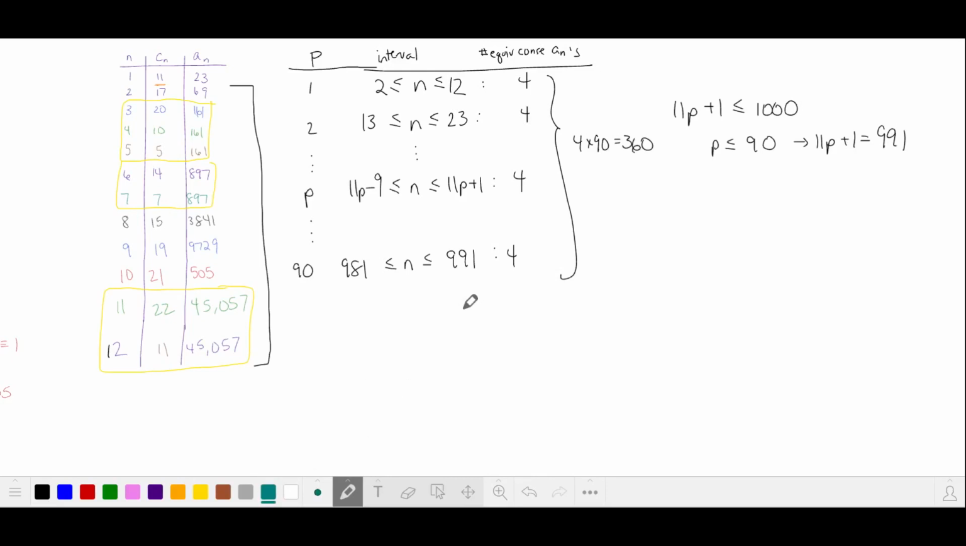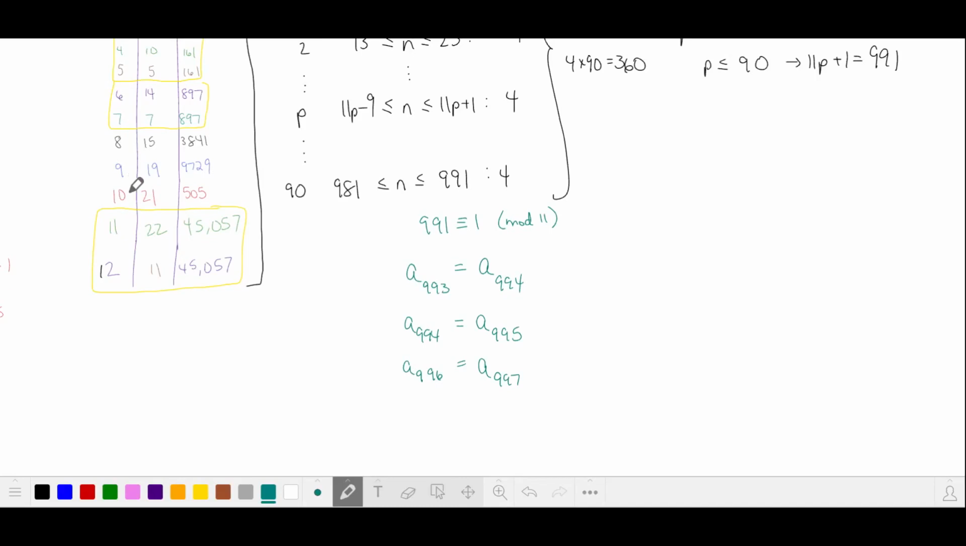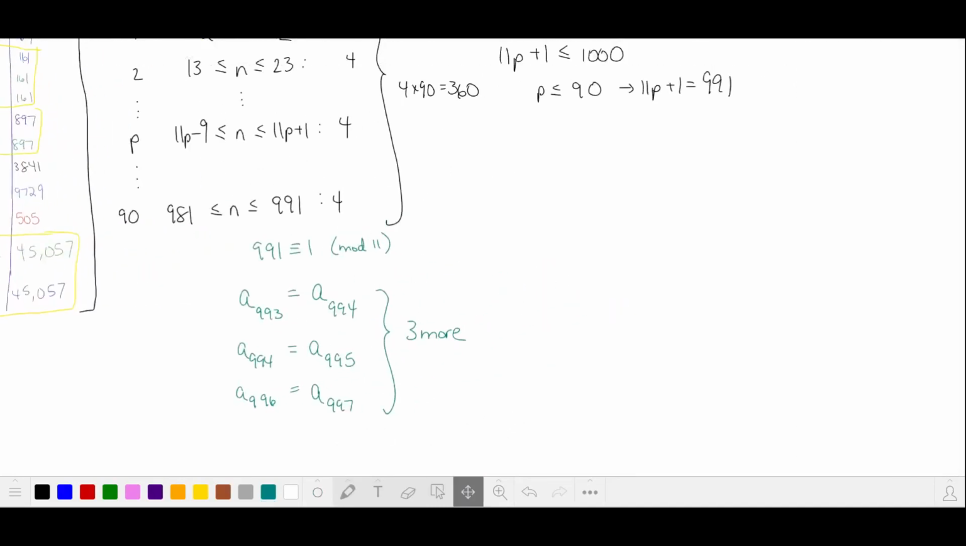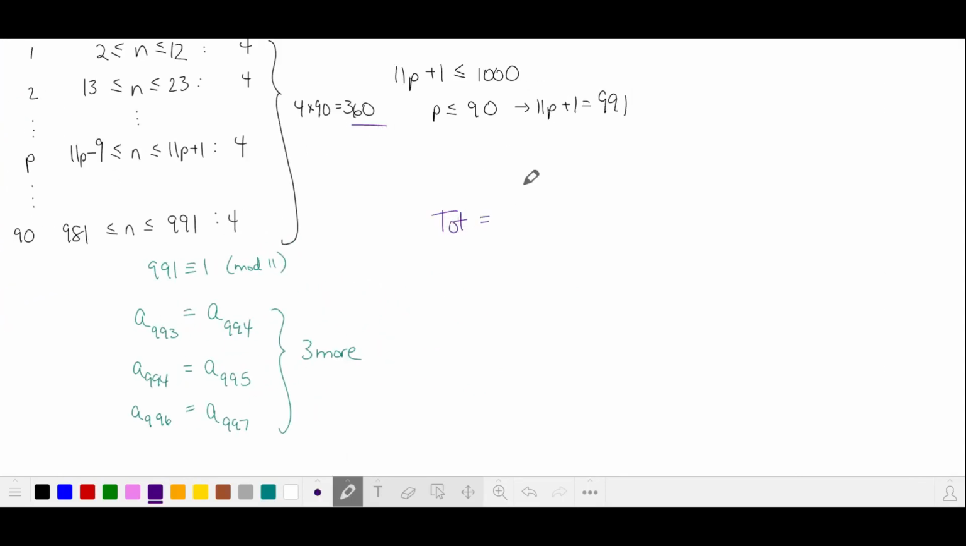Now let's count the remainder between 992 and 1,000. Since 991 is one more than a multiple of 11, that's going to put us up here. Counting from 991, we'll find that A sub 993 is going to be equal to A sub 994. 994 is going to be the same as 995. 996 is going to be the same as 997. This is 998, 999, 1,000, so we don't need to count this last pair. So we have 3 more down here. So our total is going to be the 360 plus the 3 more, and our answer is 363.